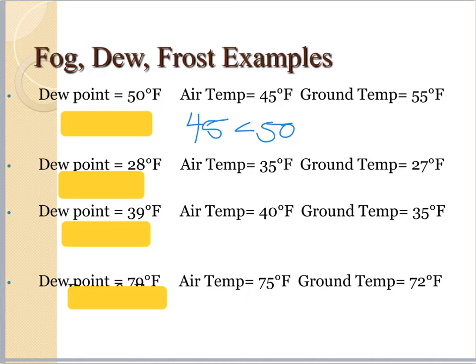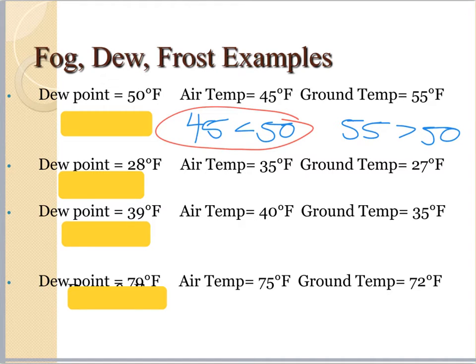So let's take a look at the ground temperature. Ground temperature is 55. That's going to be greater than 50. So going back to our rule, you always have to see if either the ground or air is less than or equal to the dew point. This is less than or equal to. So the correct answer would be fog. We don't get anything on the ground, but since the air is less than or equal to the dew point, we get fog. Okay, let's take a look at the next one.